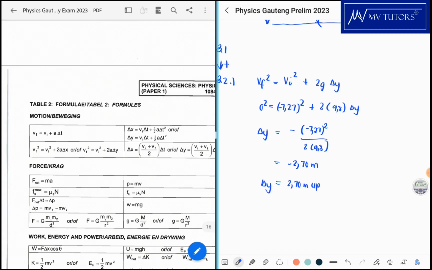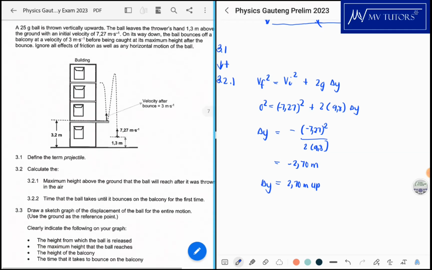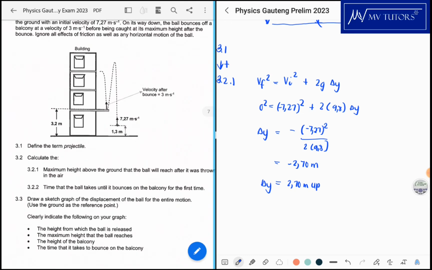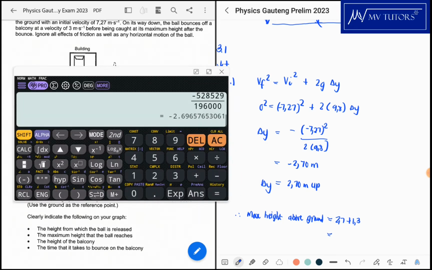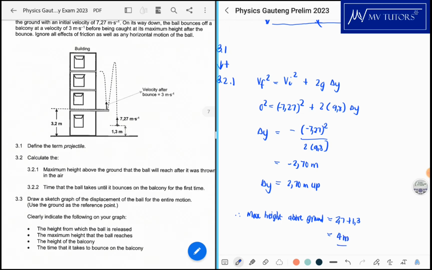But we're not done. They wanted the maximum height above ground, not the height above which it was thrown. So the maximum height above ground will be equal to 2,7 plus 1,3, and that is 4. Yes, it is 4 meters. So that is it.